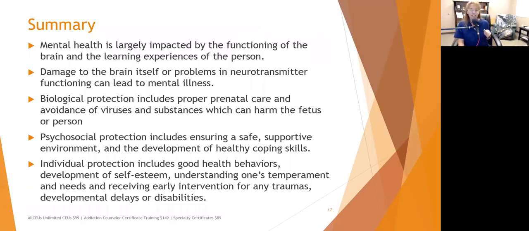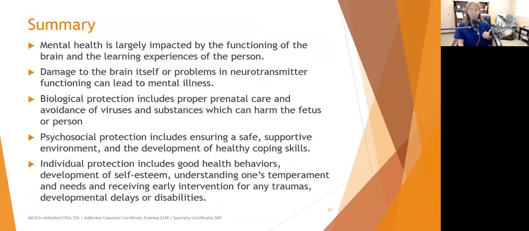Psychosocial protection includes ensuring a safe, supportive environment and the development of healthy coping skills. This can happen at any age. We all need a safe, supportive environment. And most of us could use a little help with our coping skills once in a while, because life will sometimes throw us more than we can handle. And that's when we grow.